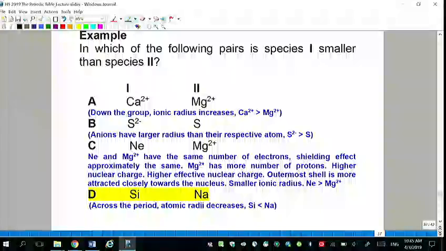Okay, try to understand the explanation. No need to copy down. I will send it to your chem reps.